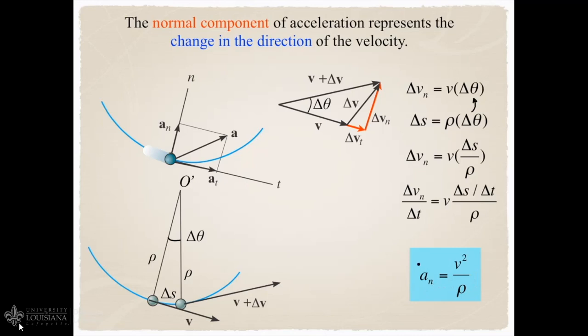The normal component of acceleration, then, as indicated here, is giving us our change made in the direction of the velocity, just like the tangential component of acceleration is giving us our change made in the magnitude of the velocity. And it's for this reason that we separate the change in the magnitude and the change in the direction that we've chosen to use nt coordinates.